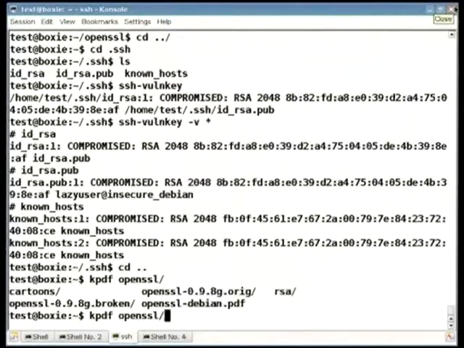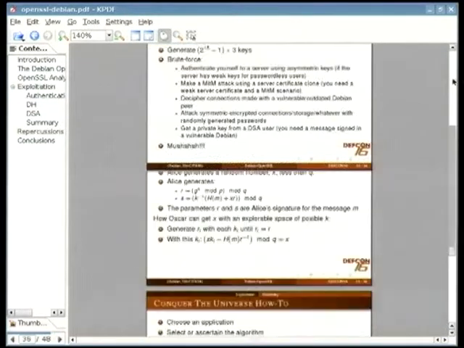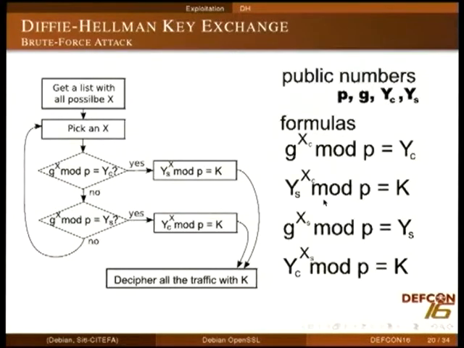Okay. Let's see why you can't. The problem is that the public numbers are P, G, and both Y's. Y's are the public part of the Diffie-Hellman. P is a prime number and G is a generator. The issue here is that P is really random. The P is defined by the server. So if the server is weak, you can. If the client is weak, you can't.